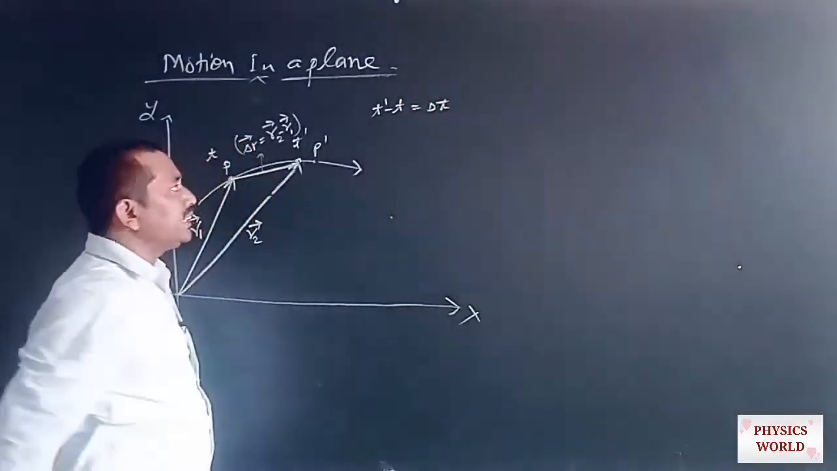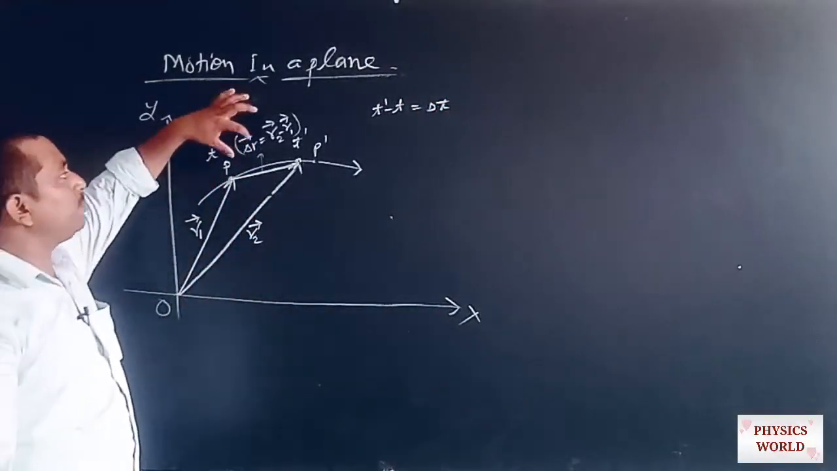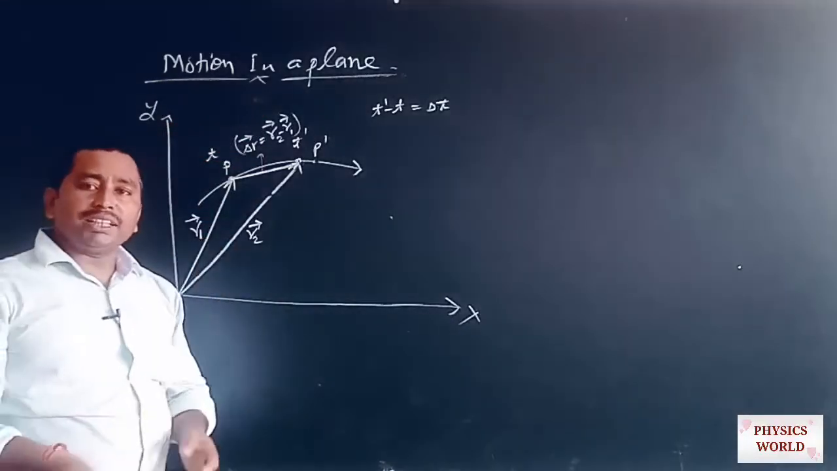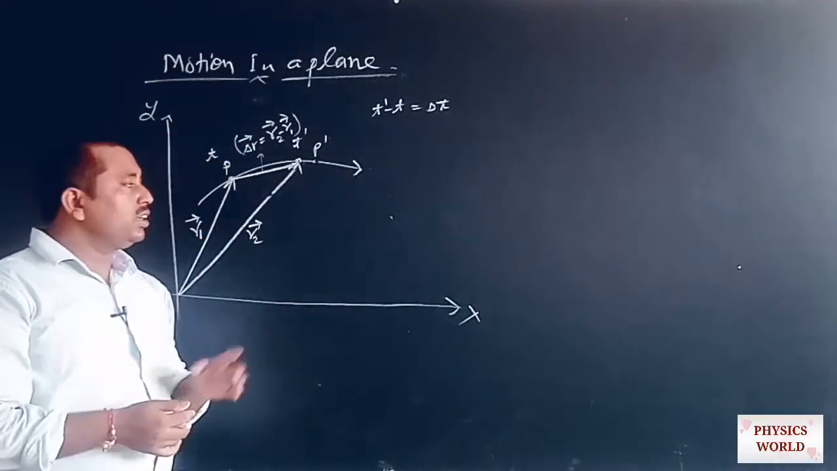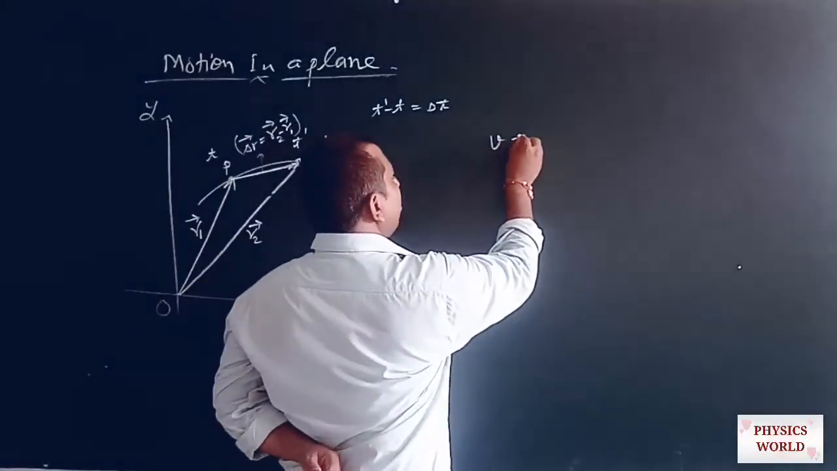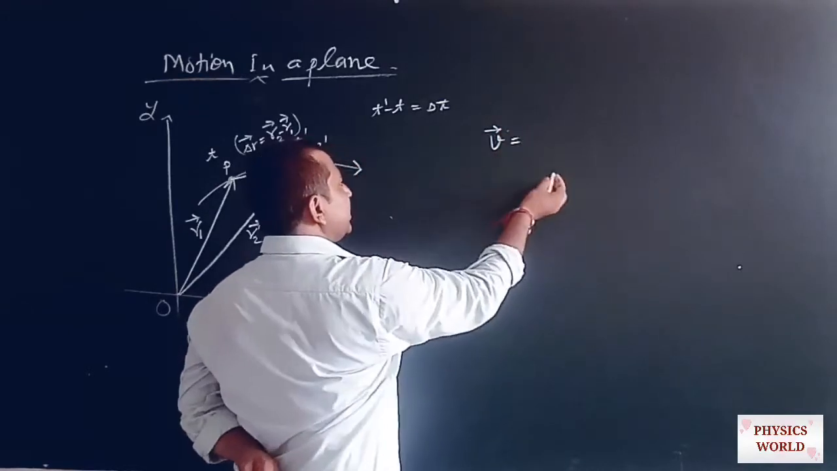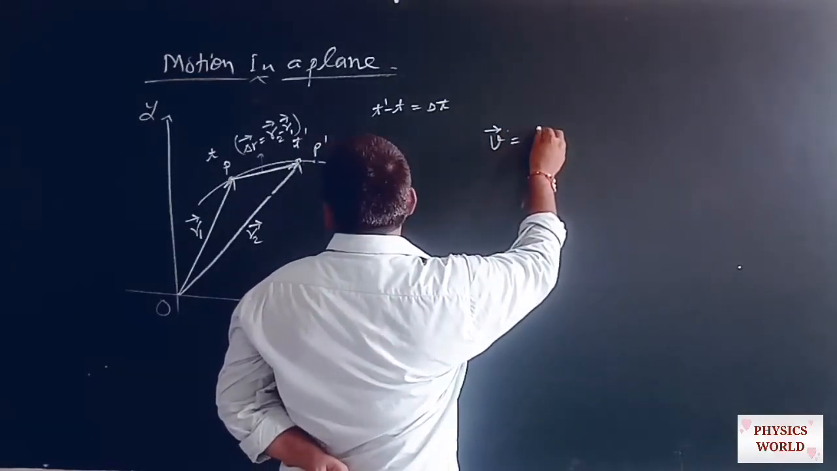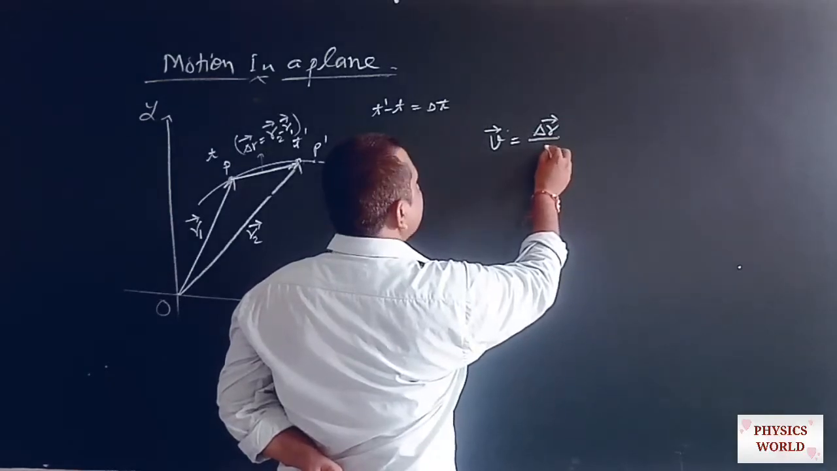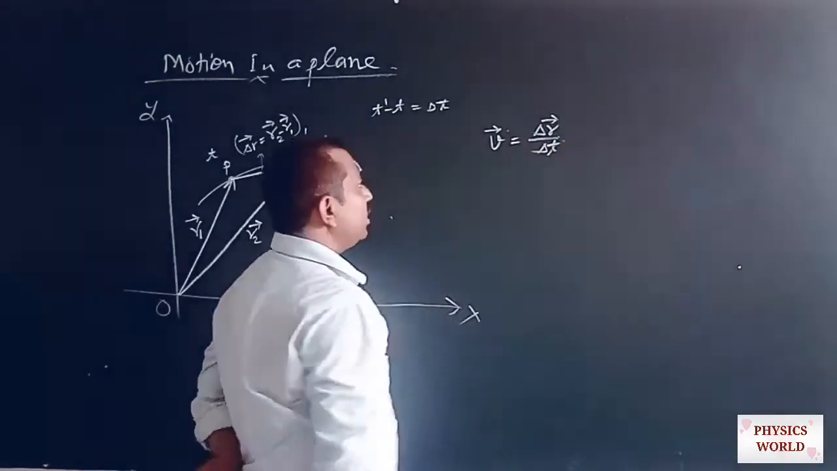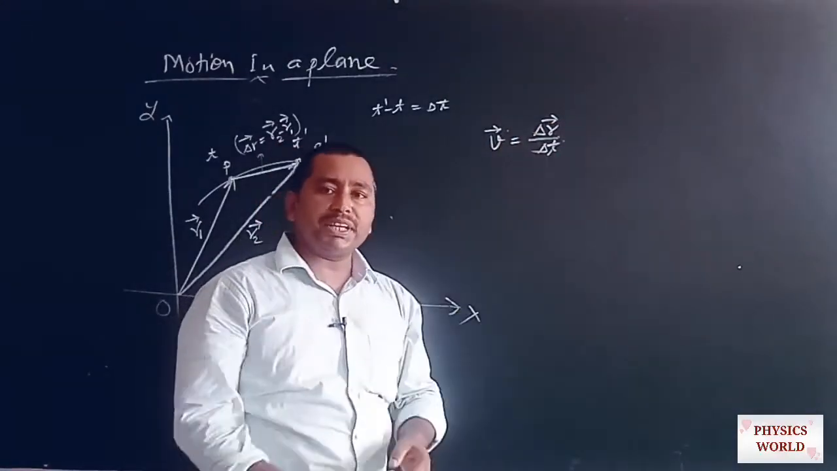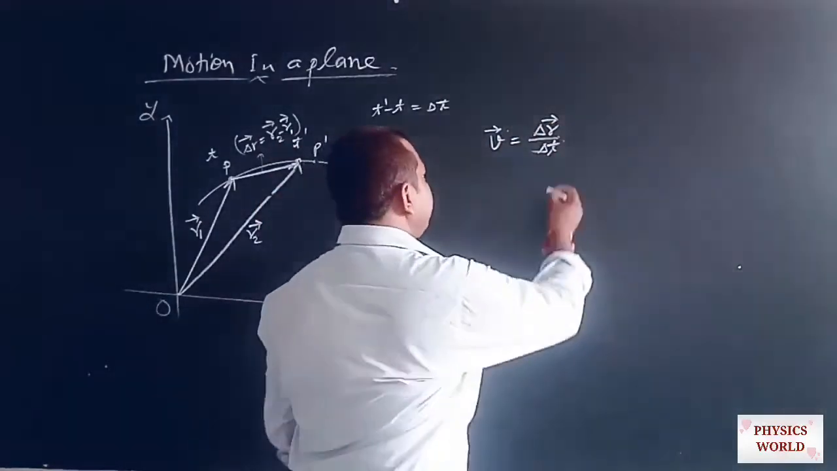So in time delta t, if the particle makes a displacement of delta R, what will be the velocity of the object? We can define the velocity of any object as the rate of change of displacement by time. The rate of change of displacement of any object is known as velocity.